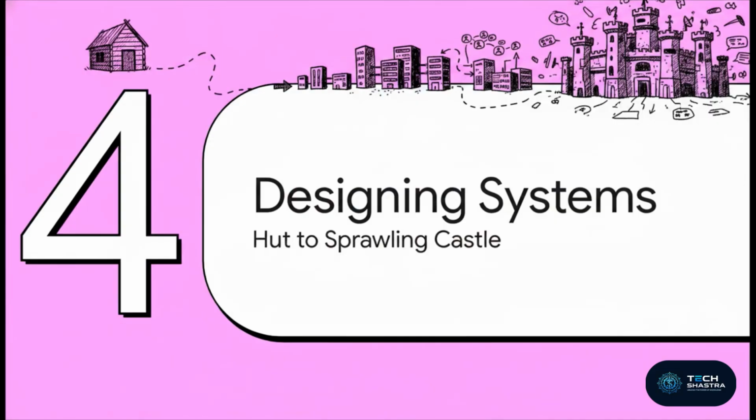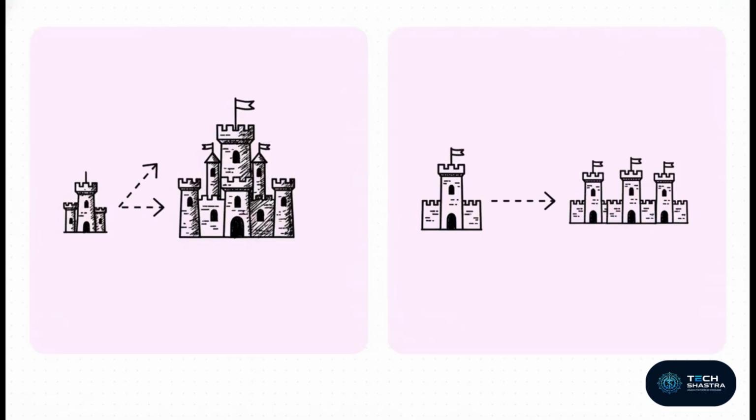So you get the logic, you get the machine, but how do you go from building a tiny little script, like a small hut, to building something massive, like a sprawling castle? You know, something like Netflix or Google that millions of people can use at once. Well, that brings us to section 4, designing large systems. When your app gets really popular, you have to scale it. And there are 2 main ways to do that.